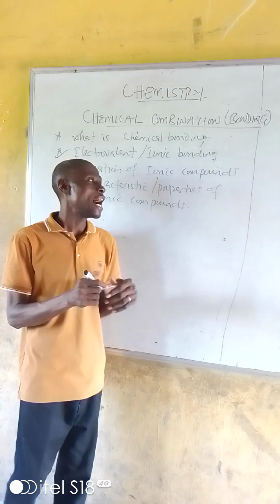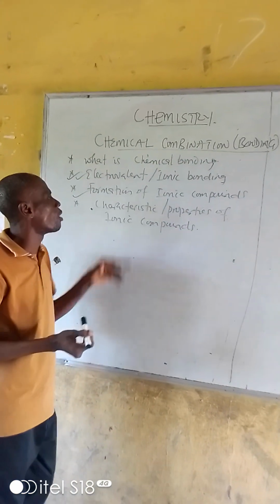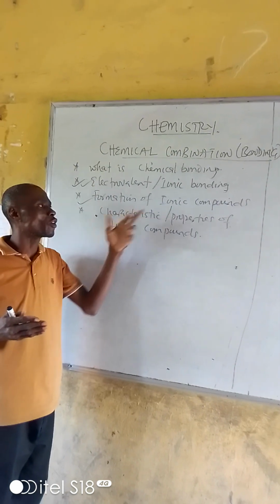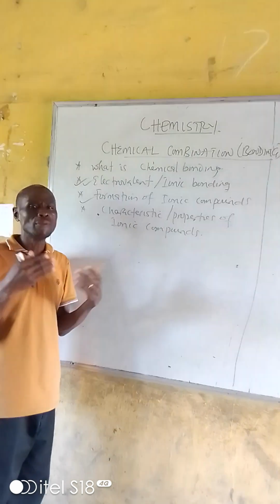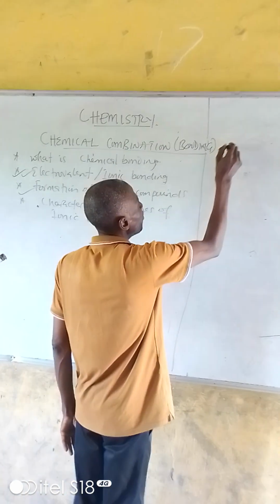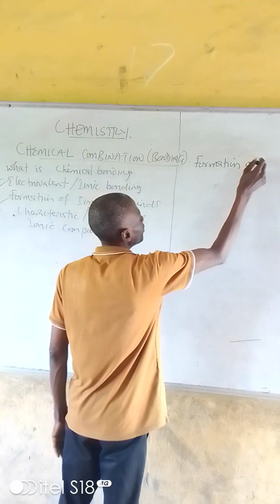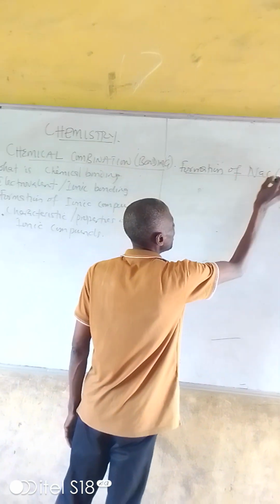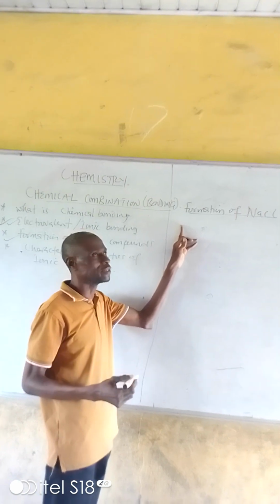Now, having said that, let us look at our third learning objective, the formation of ionic compound or electrovalent compound. How are these compounds being formed? An example of them is the formation of sodium chloride. Sodium chloride is being formed due to electrovalent bonding.